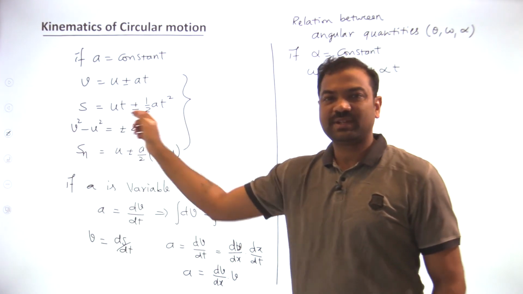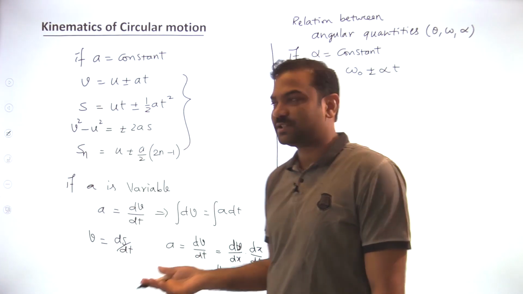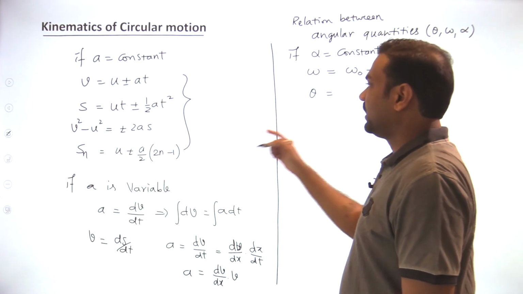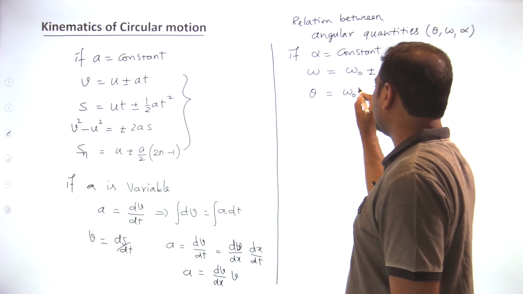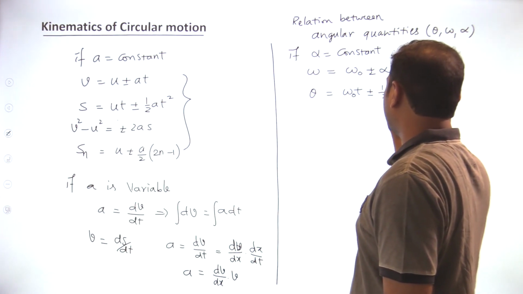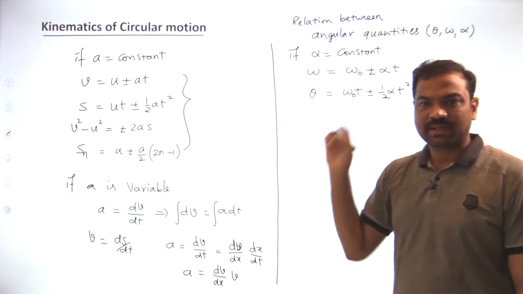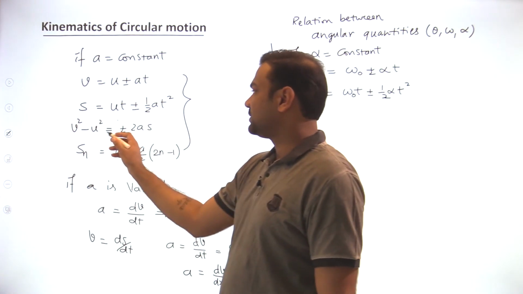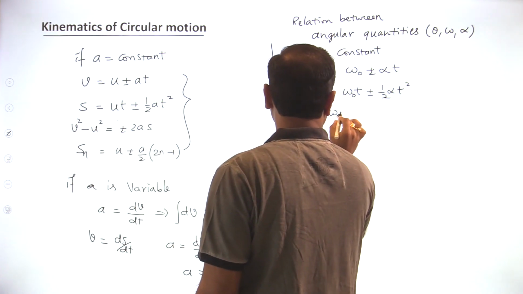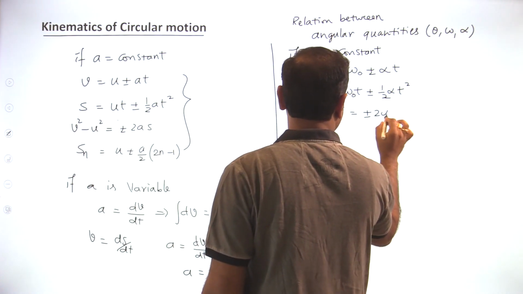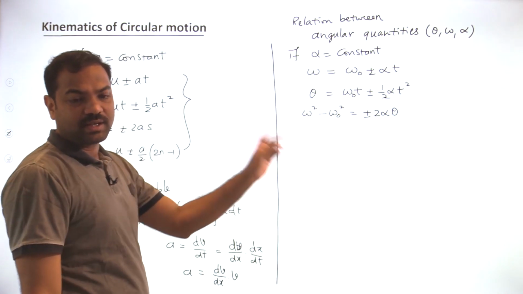Similarly, how will the second equation turn out? Here linear displacement is there, no? Now convert it into angular displacement, then it is theta. U means initial velocity, initial velocity I am writing as omega naught. Omega naught into t, plus or minus half alpha t square. In place of linear acceleration I am writing angular acceleration. Similarly v square minus u square is equal to plus or minus 2as; how to write it? Omega square minus omega naught square is equal to plus or minus 2 alpha theta. In place of linear acceleration we are writing angular acceleration.